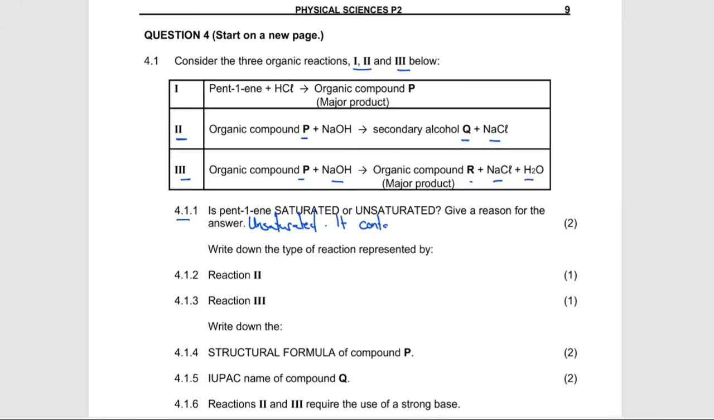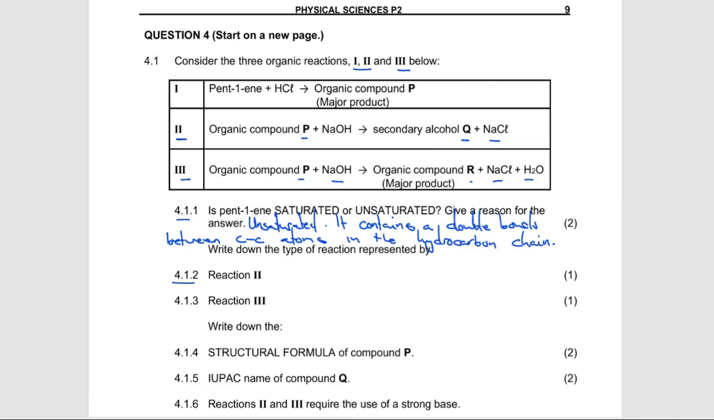So it contains a double bond between carbon to carbon atoms in the hydrocarbon chain, like that. Okay, that's what you're having then.